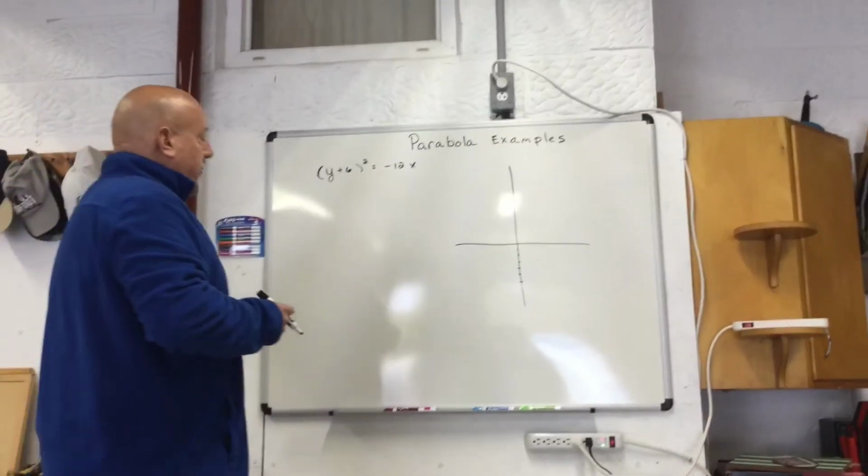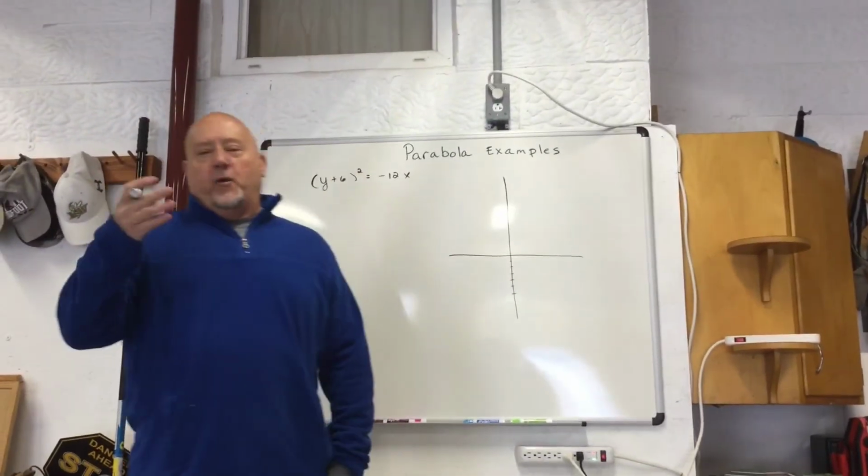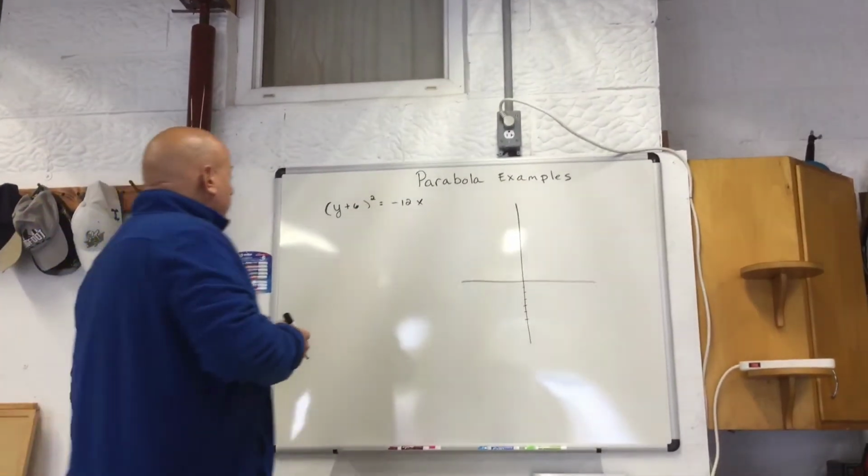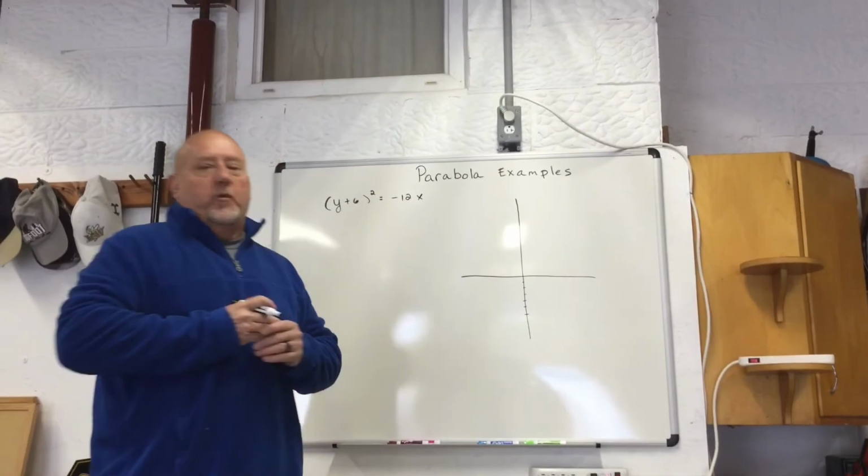Our next example with parabolas is going to be a parabola where the axis of symmetry is going to be horizontal. And that is going to be a parabola that has the form with the y squared.